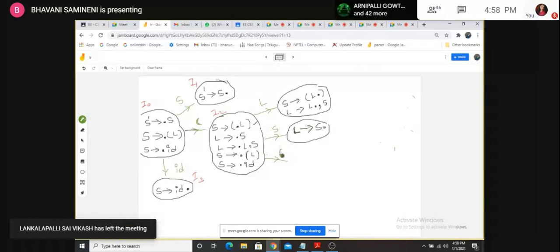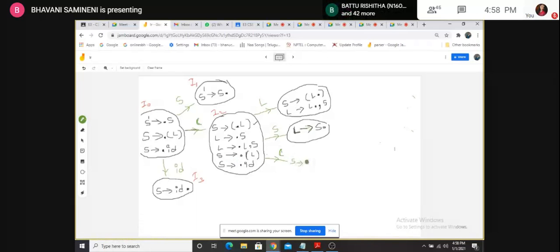Now we'll consider the open parenthesis. On the open parenthesis, how will the production be converted? See here, S derives open parenthesis dot L, right? After the dot we have L, so I have to include the L productions. L productions means these two I have to include: L derives dot S and L derives dot L comma S. Again, these two are newly added productions. After the dot we have S here, so you have to include the S productions again: S derives dot open parenthesis L closed parenthesis, and S derives dot ID.